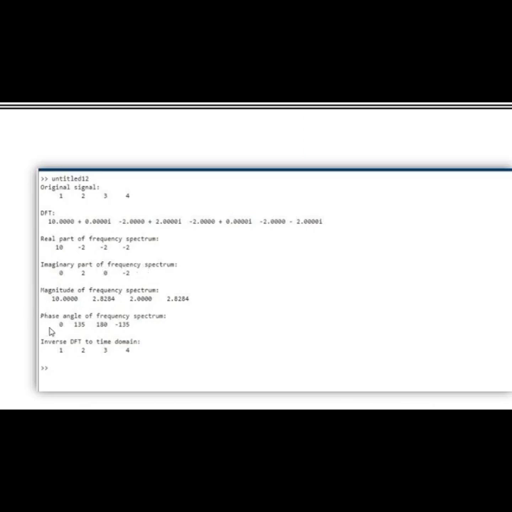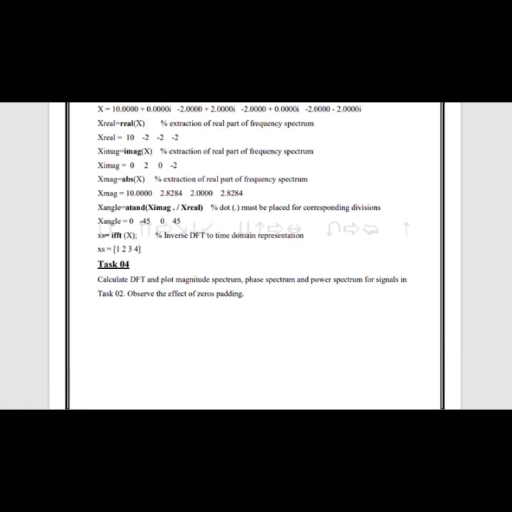Now the output of this function is this. The original signal is 1 2 3 4. The discrete Fourier transform of the function is given, and the real part of the frequency spectrum, imaginary part of the frequency spectrum, magnitude of the frequency spectrum, phase angle of the frequency spectrum, and inverse discrete Fourier transform to the time domain.